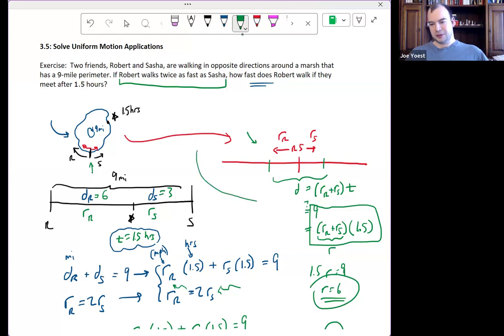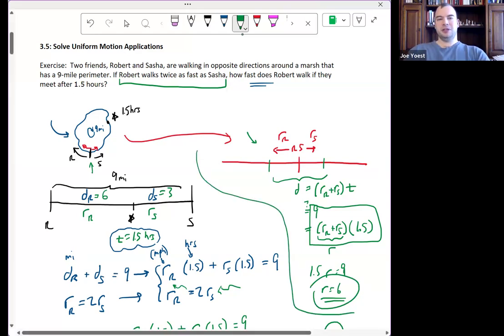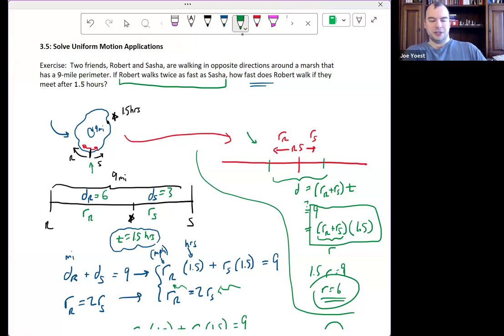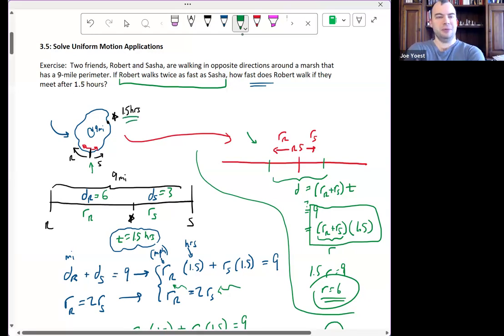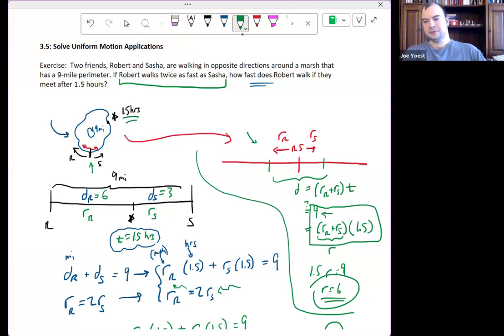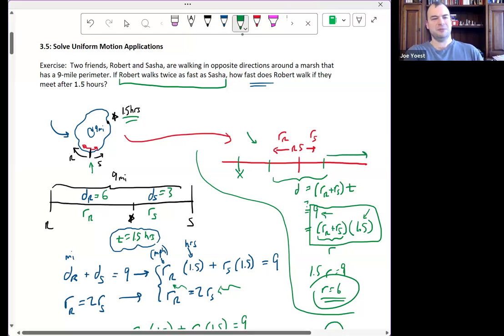So we could take this approach, and in some respects, it's simply a different approach. It relies on this fact that they both traveled the same amount of time. And we know what the total travel distance was and the total travel time was. If they were traveling different amounts of time, Robert's going to stop at some point and Sasha's going to keep walking, or vice versa. Well, then this kind of a scenario wouldn't really work. But since they were both traveling the same amount of time, I could approach it really either way.